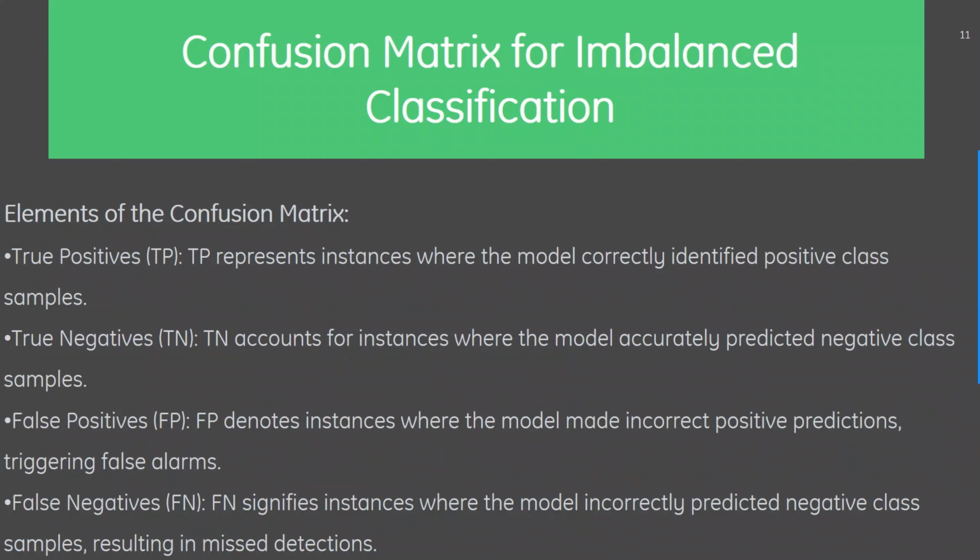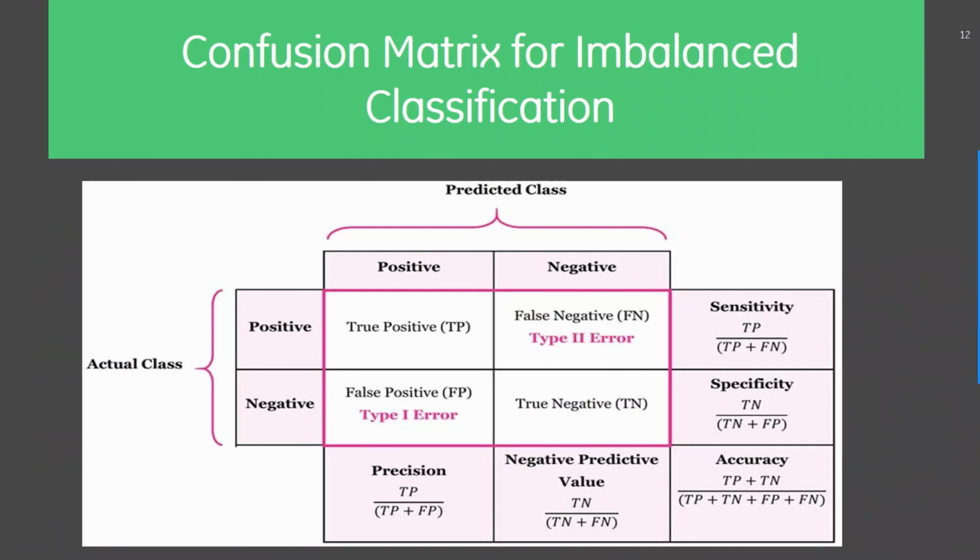Then we have false positive. False positive denotes instances where the model made incorrect positive predictions, triggering false alarms. Then we have false negative, which signifies instances where the model incorrectly predicted negative class samples, resulting in missed detections. So here is a representation of the confusion matrix. You can pause the screen and go through it.